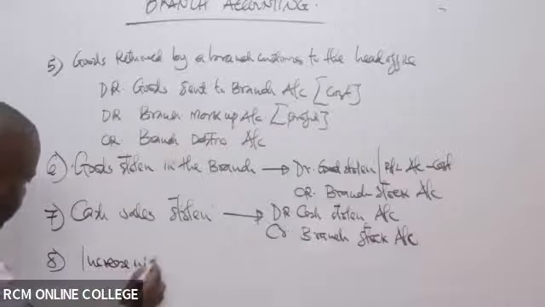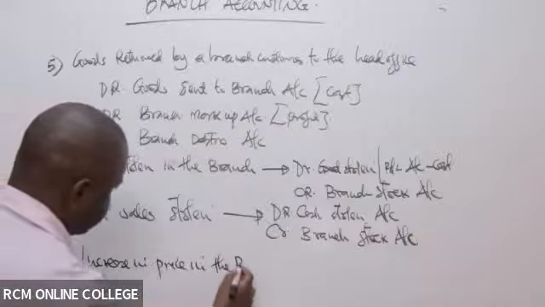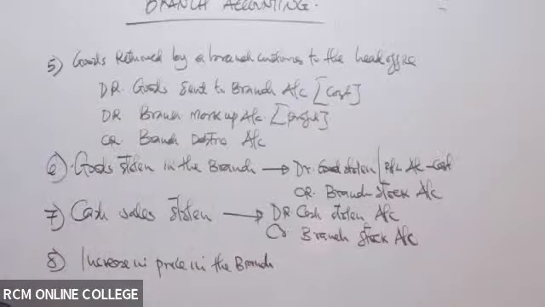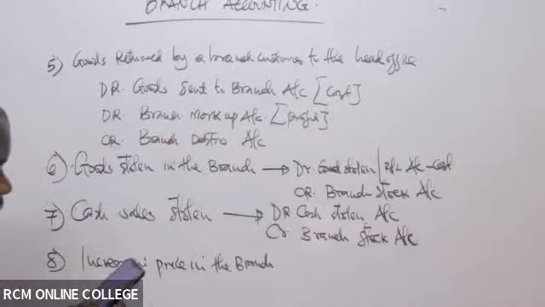Increase in price of goods in the branch. Automatically, this will end up affecting the markup account, or the profit account. So the profit element will likely be affected.